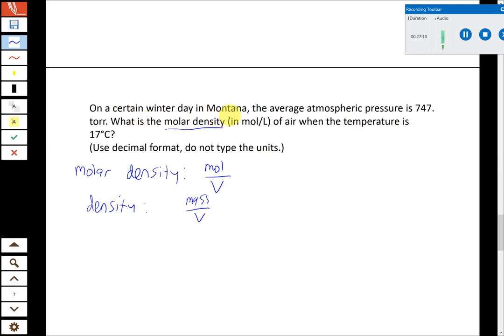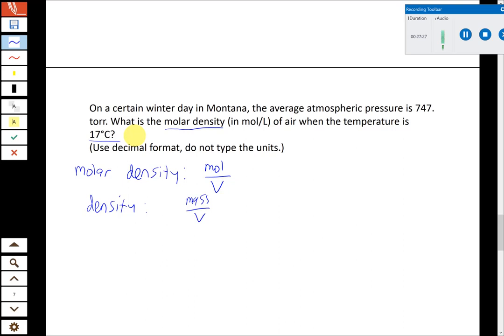So on a certain winter day in Montana, the average atmospheric pressure is 747 torr. What is the molar density when the temperature is 17 Celsius? It's actually pretty warm for winter in Montana. Probably should have picked a lower temperature than that. This again had variable inputs, so you would have gotten possibly different numbers.